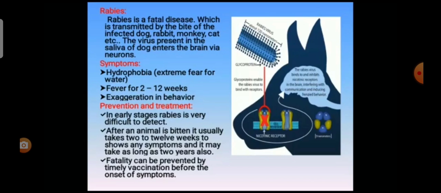Prevention and treatment for rabies. In early stages, rabies is very difficult to detect. After an animal is bitten, it usually takes 2 to 12 weeks to show any symptoms, and it may take as long as 2 years also. Fatality can be prevented by timely vaccination before the onset of symptoms.